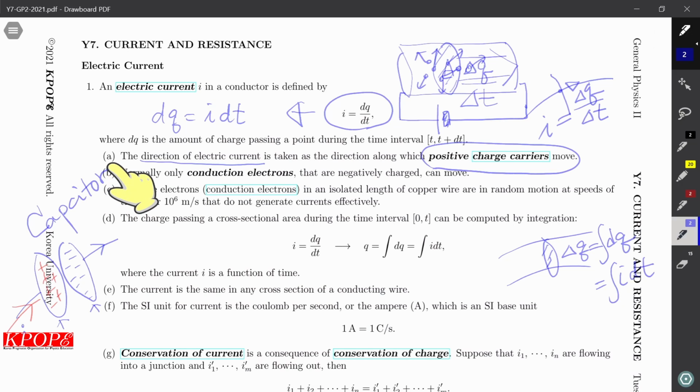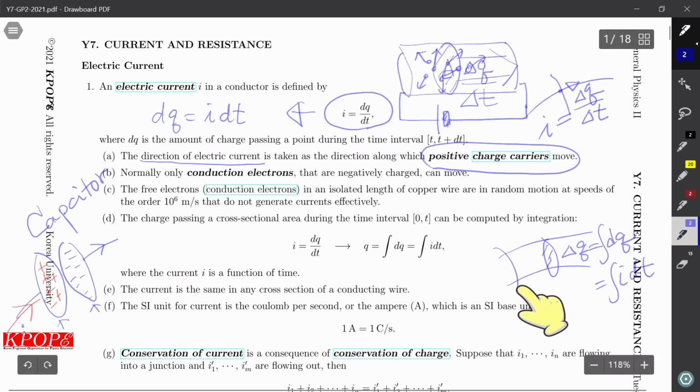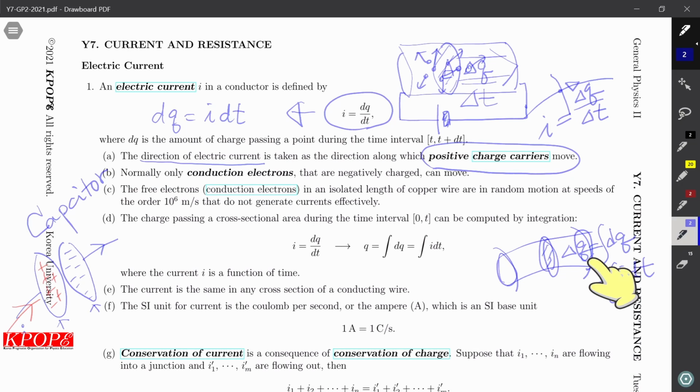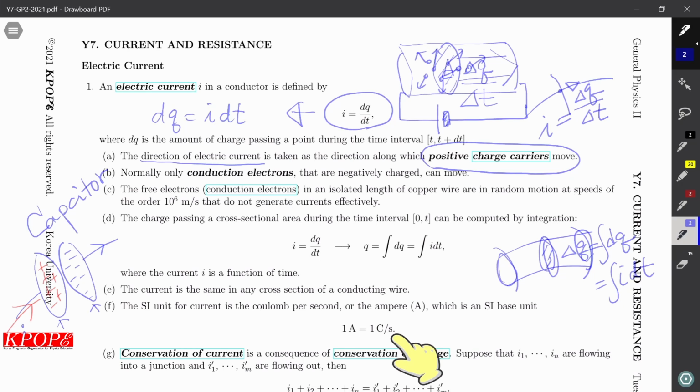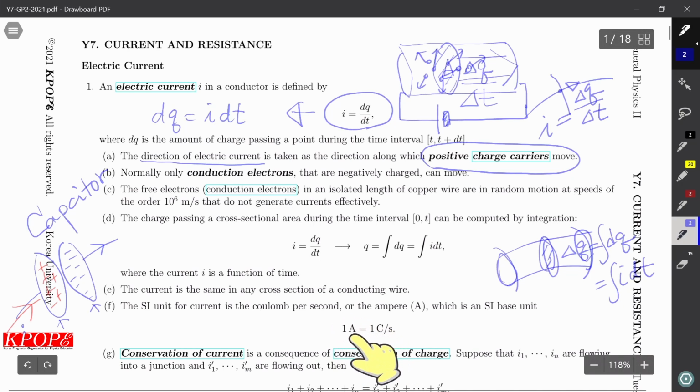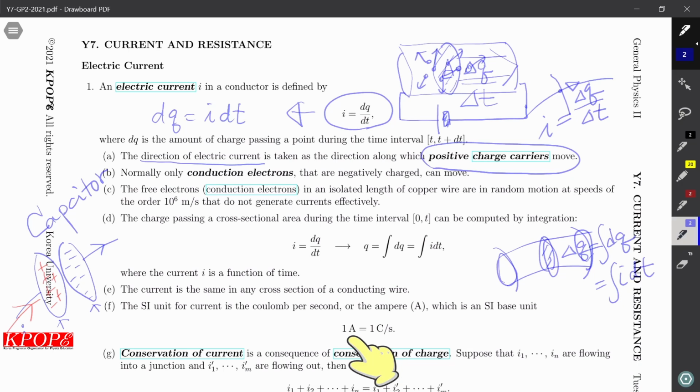However, in a resistor or wire, we assume that there is no accumulation of charge, so current flows continuously, and at any point the current should be the same because of the conservation of electric charge. The SI unit for current is the coulomb per second. Coulomb is the SI unit of charge. Second is the SI unit of time. So the SI unit of current is coulomb per second, and it is written in the form ampere.